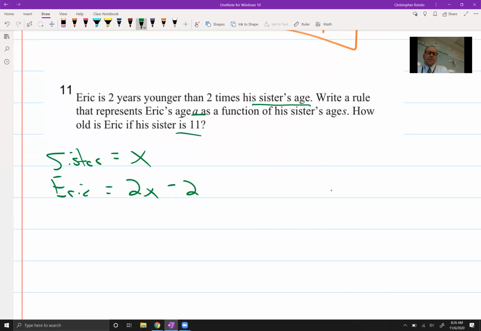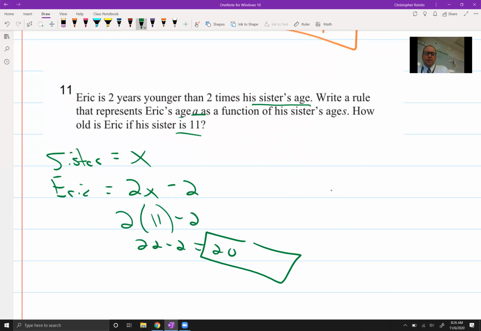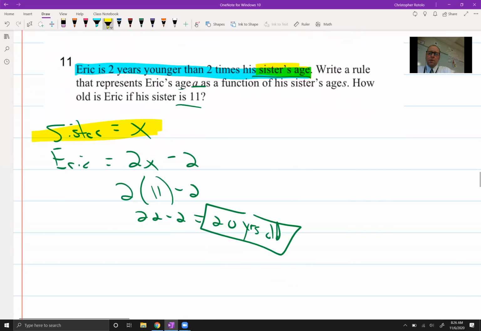How old is Eric if his sister is 11? Okay, so 2 times 11 minus 2, it's 22 minus 2. Hey, Eric's 20 years old. All right, so again, the comparison is the most important thing of what we're talking about here. Okay, and most important of that is who's on the end. That becomes x. All right, this would be a really valuable skill as you get into some of these word problems in Algebra 1 and Algebra 2.